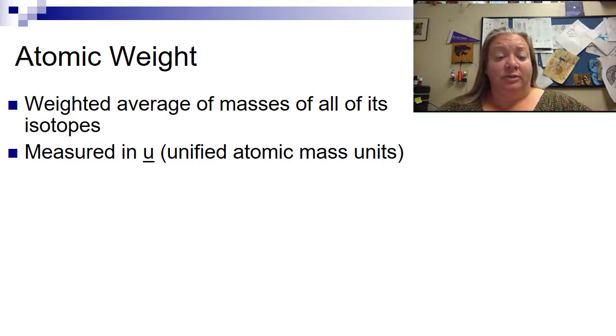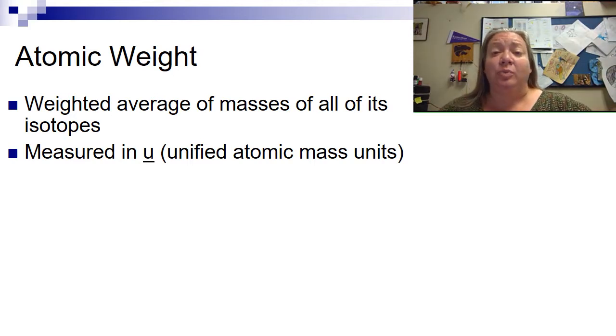All elements have a specific number of protons, so all atoms of that element have the same number of protons. The neutrons vary. Because the neutrons vary, when we add together the protons, which are always the same, plus the neutrons, which can be different or the same, your mass may be the same or it may be different. Because those masses can change, we have to take that into account when we give what's called an atomic weight. This is a weighted average of masses of all of the isotopes that we have.